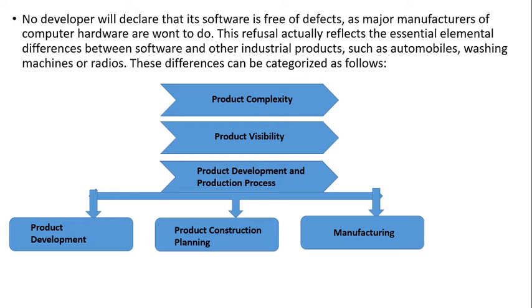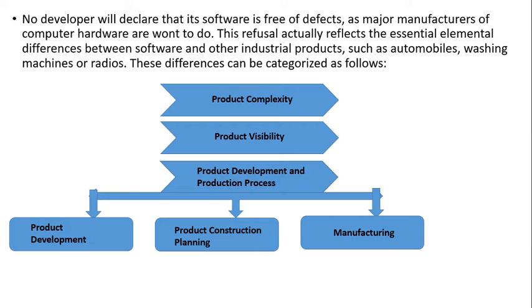Then the third one is the product development and production process. Product development: the development team as well as experts in software quality assurance are directed towards detecting the inbuilt product defects. An approved prototype ready for production becomes available at the end of this phase.